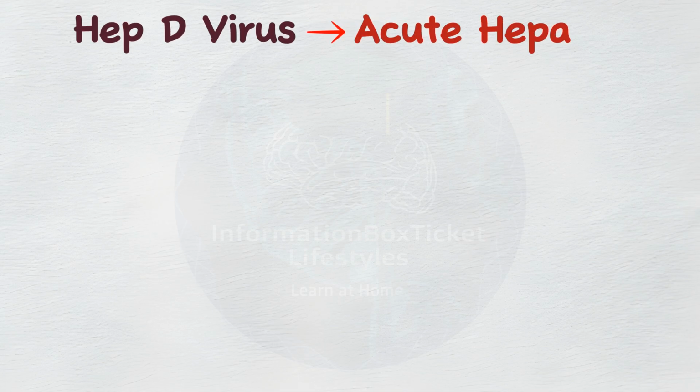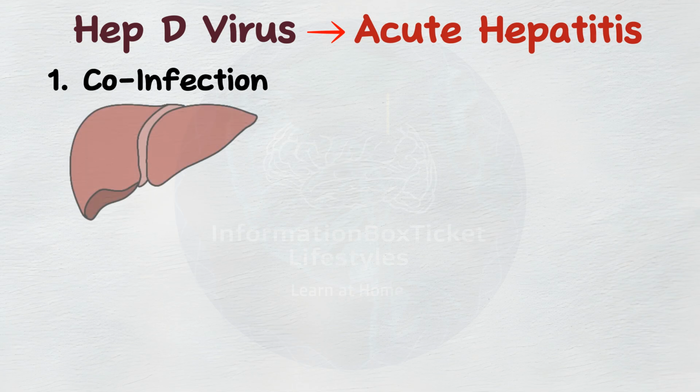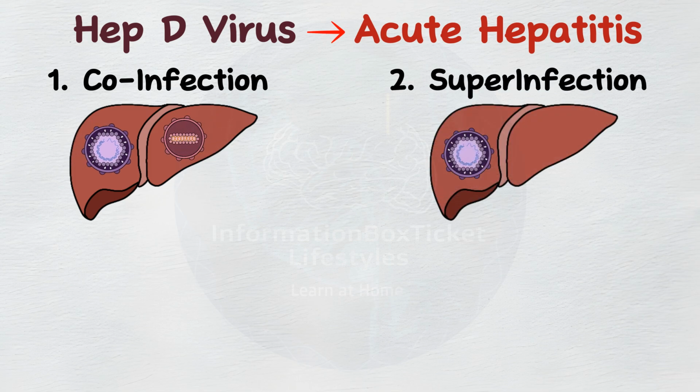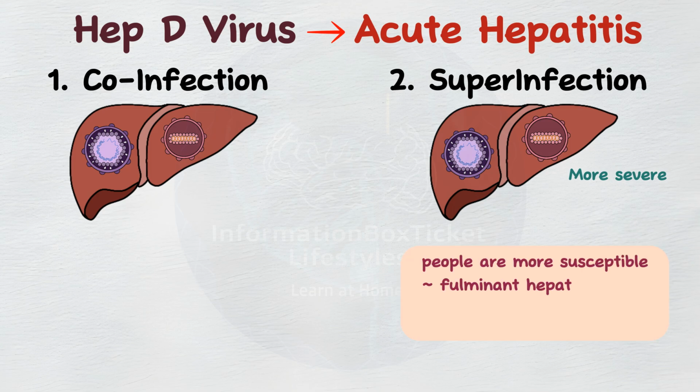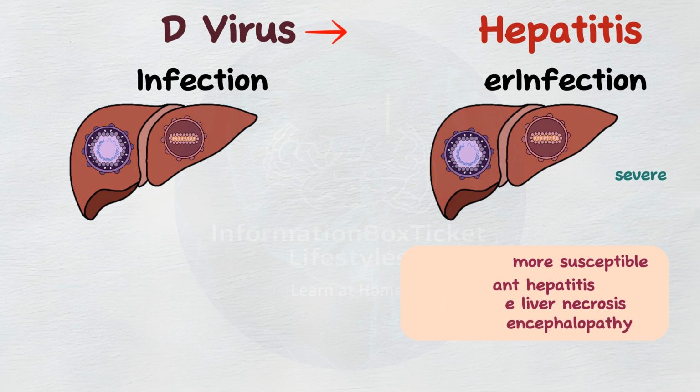There are two ways that the Hep D virus might cause acute hepatitis. There are two types of liver infections: co-infection with Hep B, which occurs when the two viruses infect the liver simultaneously, and superinfection, which occurs when Hep D infects people who have chronic hepatitis B, which is a more serious infection. The Hep B infection becomes more severe due to Hep D. When brain function is compromised, these people are more susceptible to fulminant hepatitis, extensive liver necrosis, and hepatic encephalopathy.